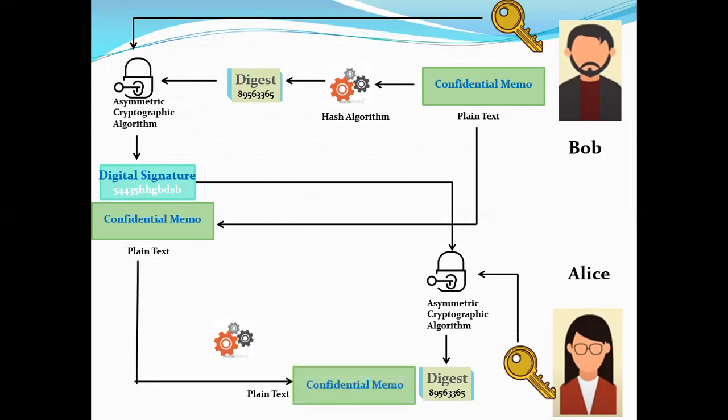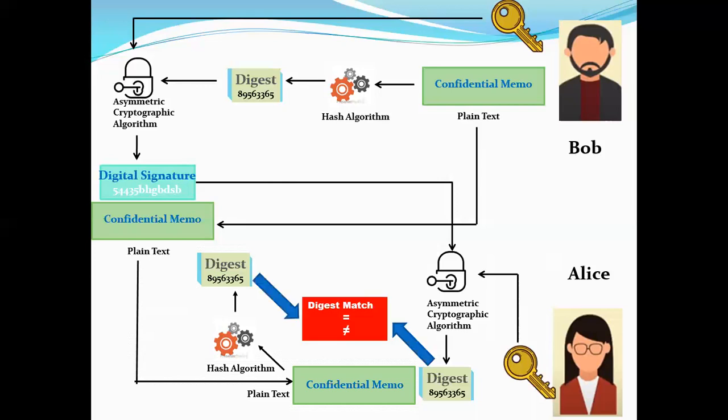Secondly, Alice will check the integrity of the memo. For that, Alice will hash the memo with the same hash algorithm and generate the digest. Now, Alice will compare the generated digest with the digest received. If both match, then it confirms that the memo is not altered after Bob sent it. But if it doesn't match, then the memo has been altered in transit.